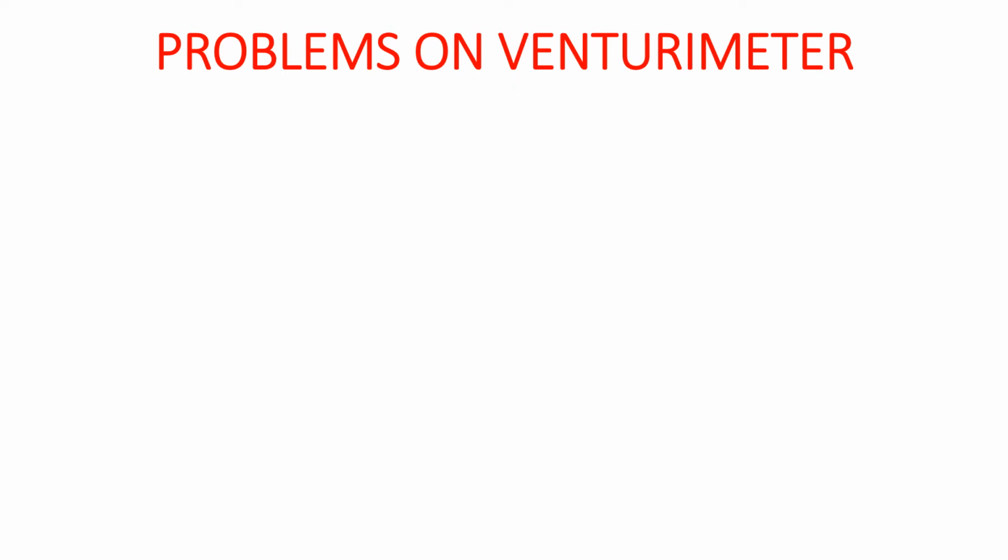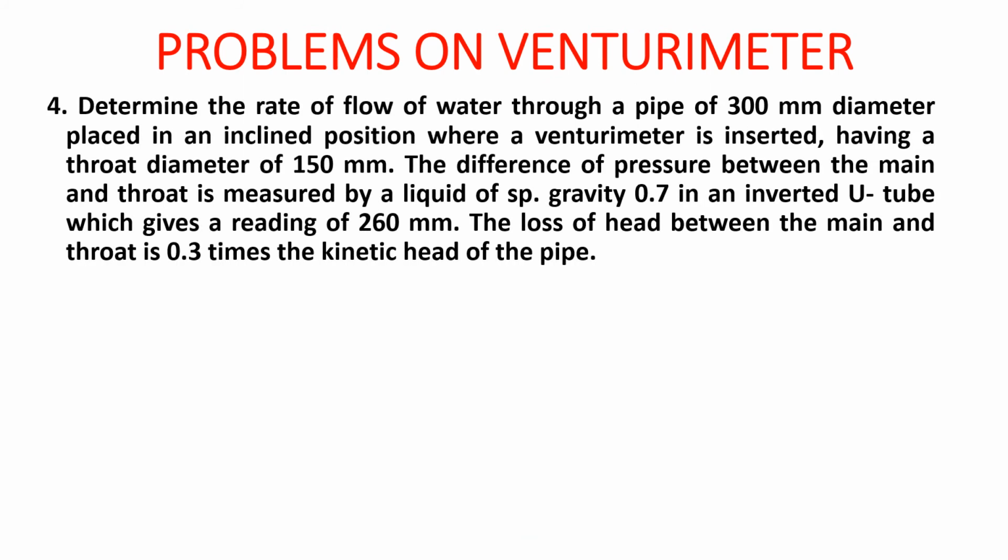So now we will go for problem number 4. So the question is, determine the rate of flow of water through a pipe of 300 mm diameter placed in an inclined position where a venturimeter is inserted, having a throat diameter of 150 mm. The difference of pressure between the main and throat is measured by a liquid of specific gravity 0.7 in an inverted U-tube, which gives a reading of 260 mm.